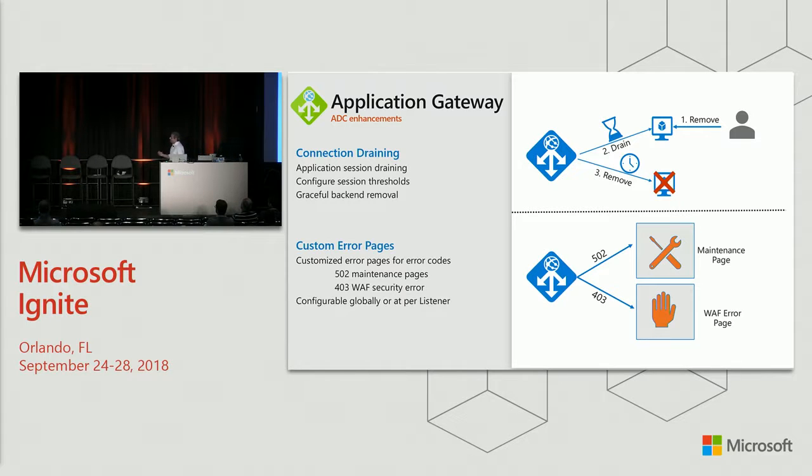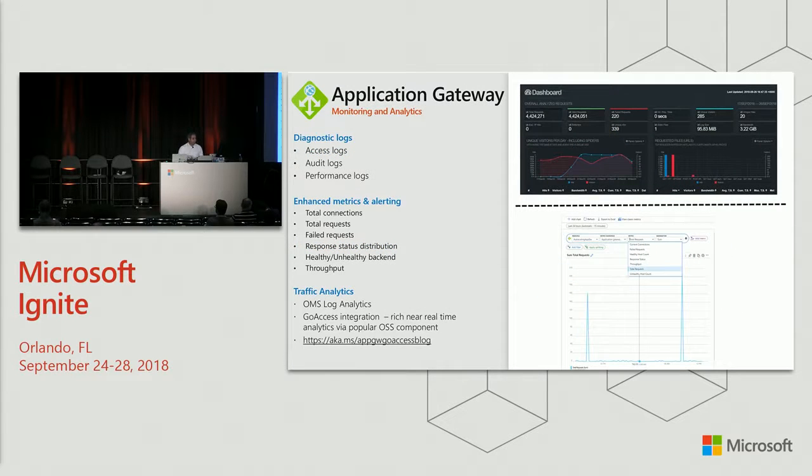Interesting thing is that this is customizable per listener. So you can have a global maintenance page. Remember that app gateway can support up to 20 sites and 40 if you open a support case with us. So you could have a global error page or maintenance page, and then customize it or refine it on a per listener basis. So we added support for that.